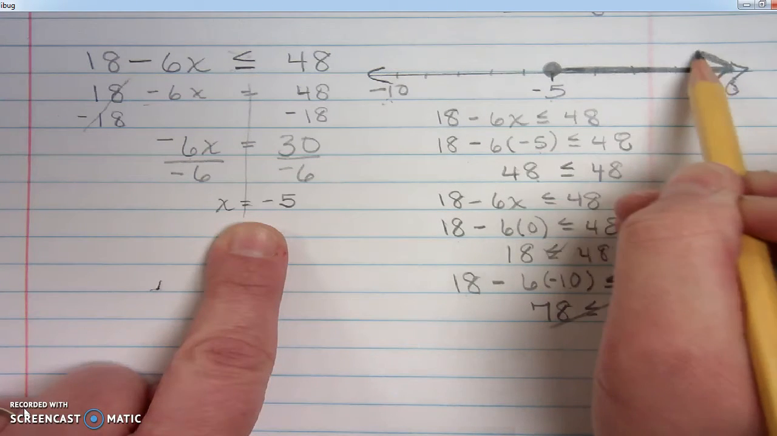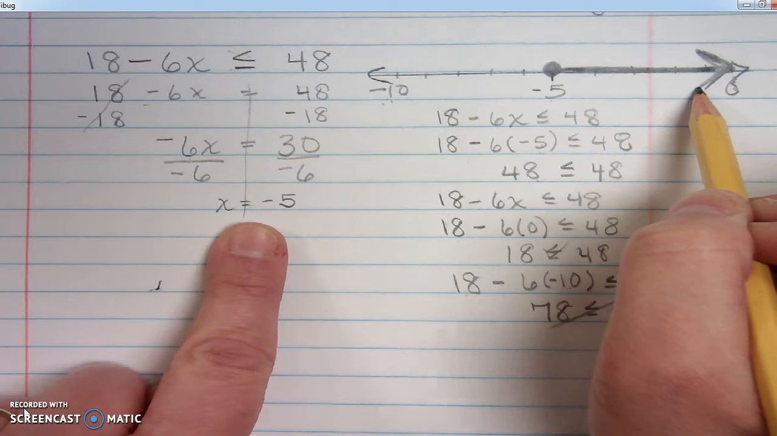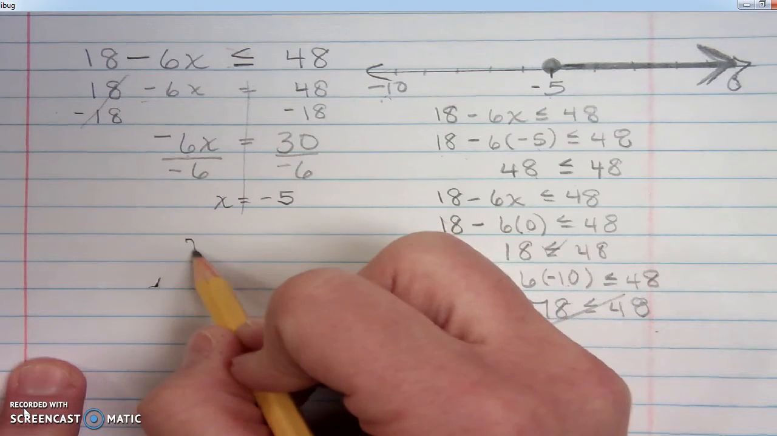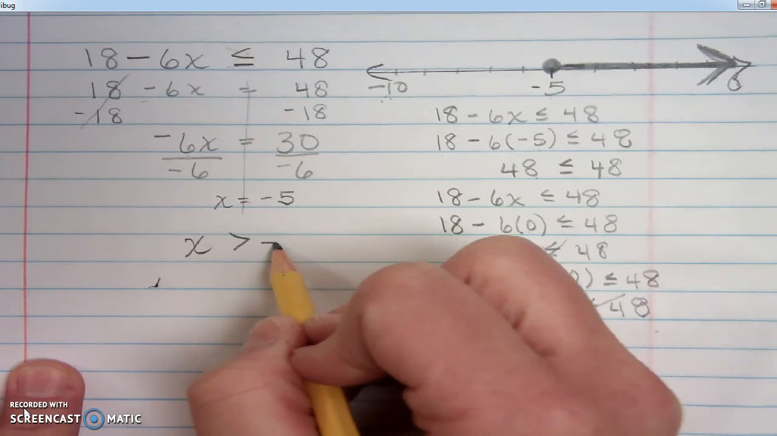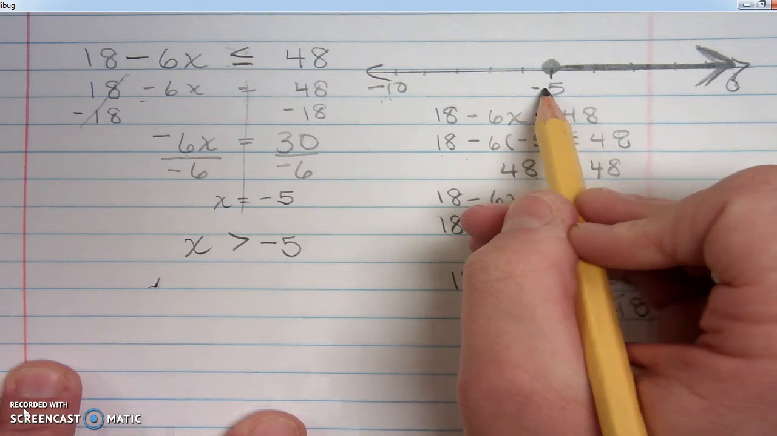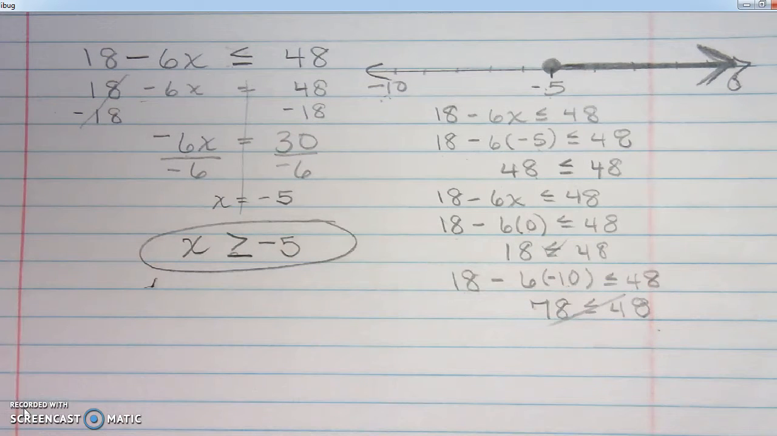So when I draw my arrow, look at what symbol I'm writing here. A greater than symbol. So the solution is x is greater than -5. But remember, not only is it greater than -5, it also equaled -5. So it's greater than or equal to -5.